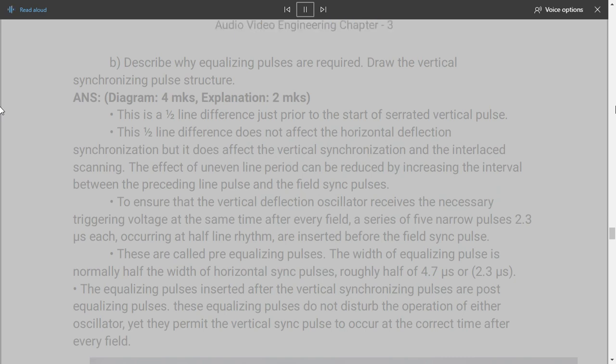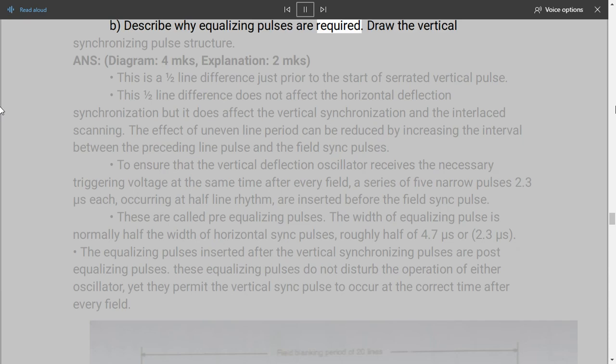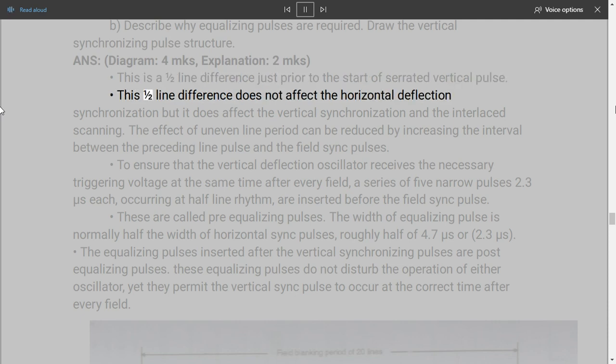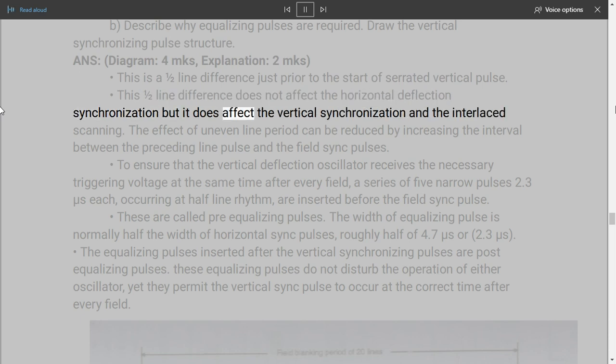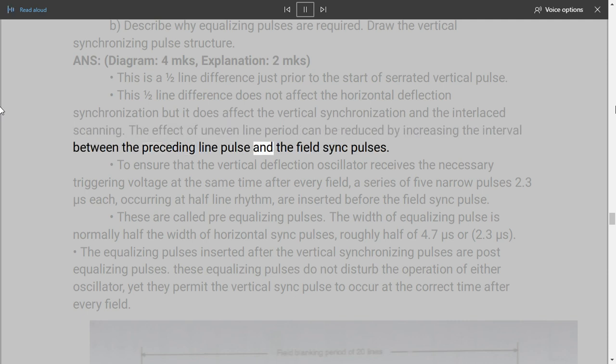Q. Describe why equalizing pulses are required. Draw the vertical synchronizing pulse structure. Answer: diagram, 4 marks; explanation, 2 marks. There is a half-line difference just prior to the start of the serrated vertical pulse. This half line difference does not affect the horizontal deflection synchronization, but it does affect the vertical synchronization and the interlaced scanning. The effect of uneven line period can be reduced by increasing the interval between the preceding line pulse and the field sync pulses.